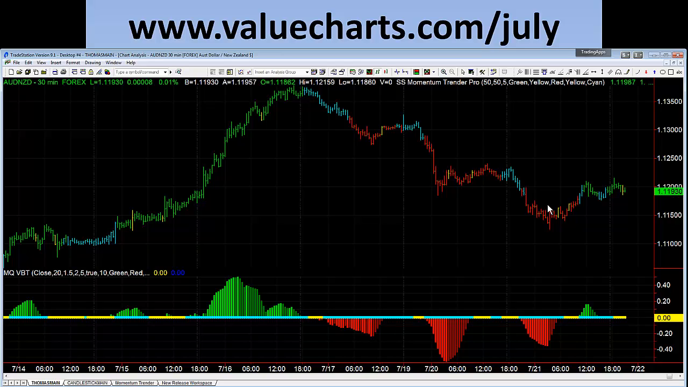Kathy, I think we're working on a way to get the squeeze onto a scanner. It does not have scanning capabilities right now.